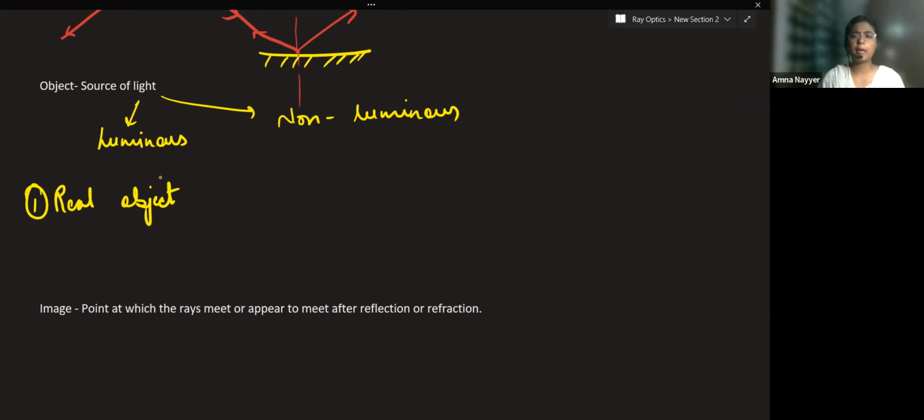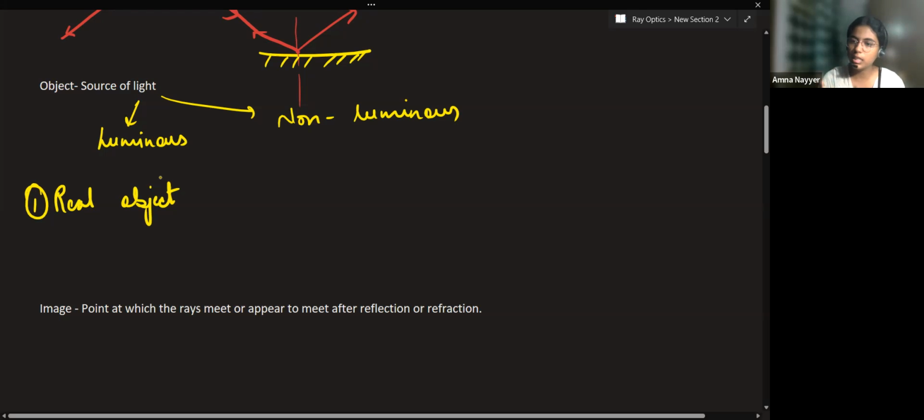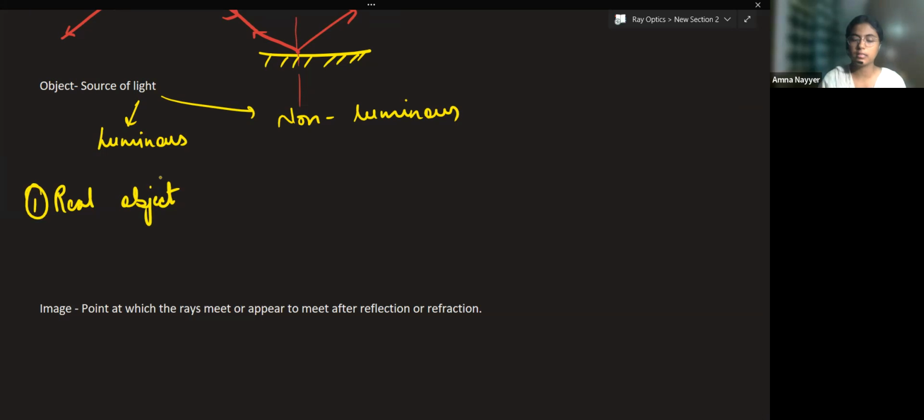Fine. For example, if I say this pen, I keep a mirror over here. I'll be able to see the image of this pen. Any kind of mirror I choose, convex mirror, concave mirror. What are concave, convex? We'll see it later on. But whatever type of mirror I choose, what will happen? I'll be able to see the image of this. So when I'm able to see the image of this, it means what? This object is a real object. It is actually present in space.